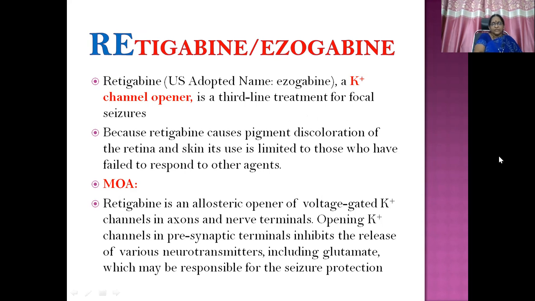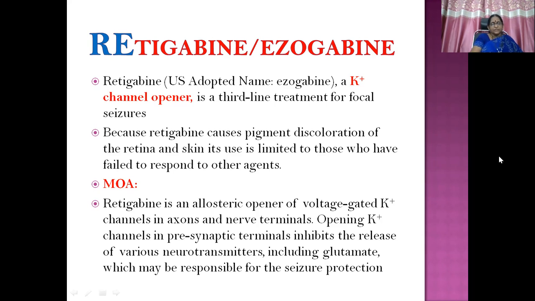Okay. Third line treatment for focal seizures, because retigabine causes pigment discoloration of the retina, or for retinal pigment discoloration. So, that's why I have made a different color for RE. So, pigment discoloration of retina as well as skin is seen with this molecule. So, its use is limited to those who have failed to respond to other agents. So only used for resistant varieties of epilepsy because of this discouraging ADR.